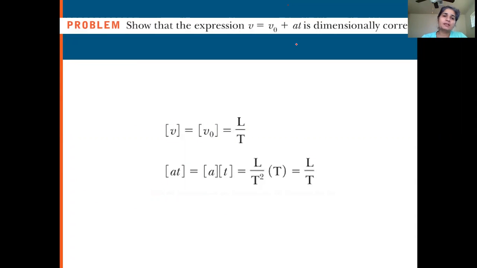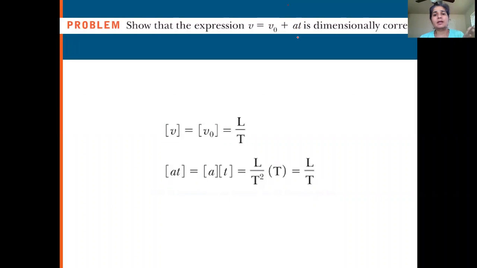So here's our first problem where we need to apply dimensional analysis. The problem says: show that the expression v equals v0 plus at is dimensionally correct. So what does that mean? That means we have a velocity, v, which is equal to some initial velocity v0 at an initial time, plus acceleration times time.